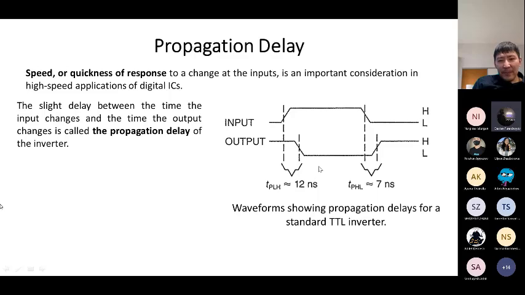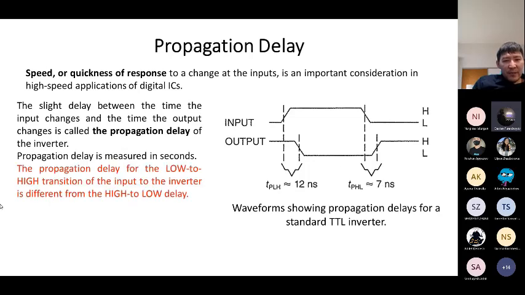So actually the input-output delay for low-to-high and high-to-low is different. You can see that actually the high-to-low delay is lower. Okay, the propagation delay for the low-to-high transition of the input to the inverter is different from the high-to-low delay.